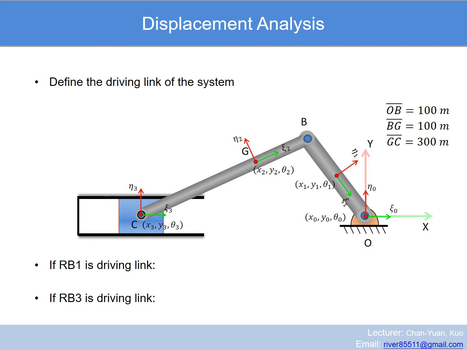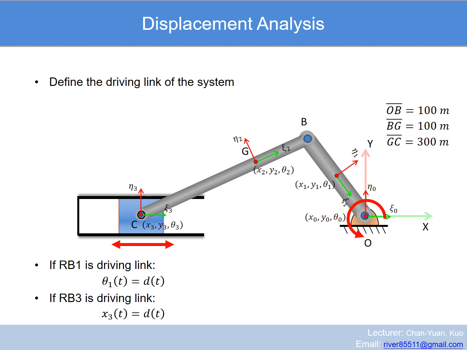Usually, for this slider crank mechanism, we will either rotate rigid body 1 or push rigid body 3 back and forth to make the mechanism move in a certain pattern. Namely, we usually set rigid body 1 or rigid body 3 to be the driving link. And to do so, we need to specify a function of time, d(t), to decide the way rigid body 1 rotates or how rigid body 3 translates. If we express this mathematically, we can obtain these two equations.